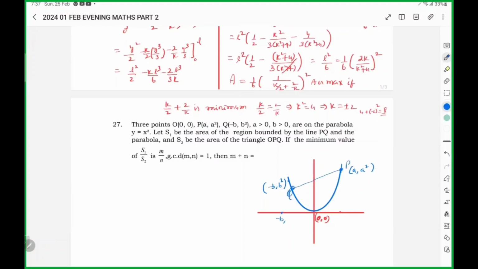PQ. The area of the region bounded by PQ and the parabola means this area. So that area can be found. The shaded region area is the x value from minus b to a.